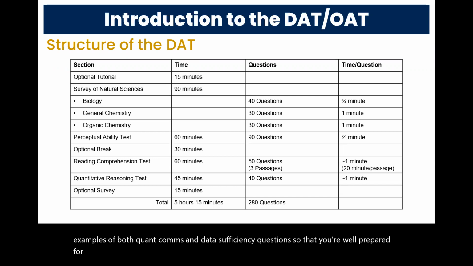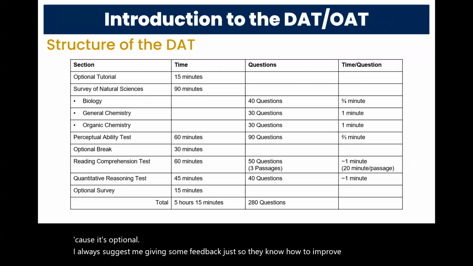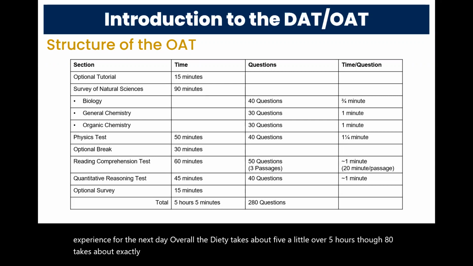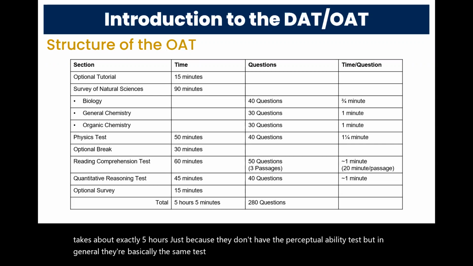Then there's a survey at the end of both tests, and you can do it. You don't have to, because it's optional. I always suggest giving them some feedback just so they know how to improve the testing experience for the next day. Overall, the DAT takes a little over 5 hours. The OAT takes about exactly 5 hours, just because they don't have the perceptual ability test. But in general, they're basically the same test. They only differ in structure by the presence of physics or perceptual ability.